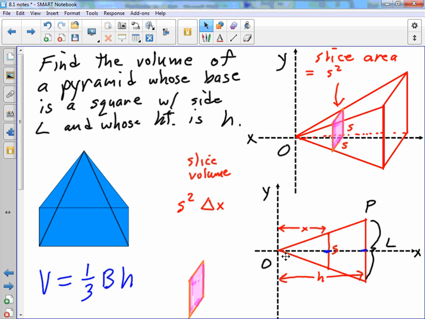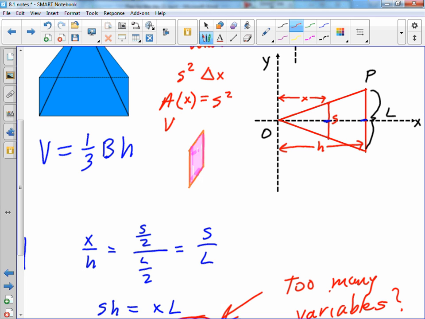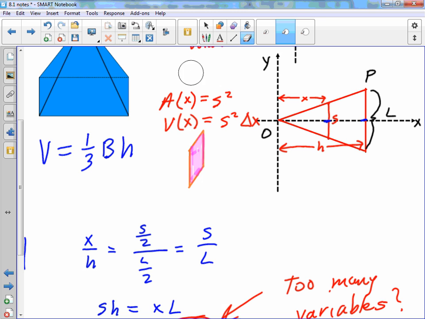So then if we want to, we can say that the area of that slice then, with respect to x, is x squared. A of x equals s squared. And then the volume with respect to x would be s squared times delta x. Delta x, of course, represents the thickness of that little slice, just an infinitesimally tiny thickness, delta x. And so we have area, s squared, times a thickness, delta x, gives us a volume.